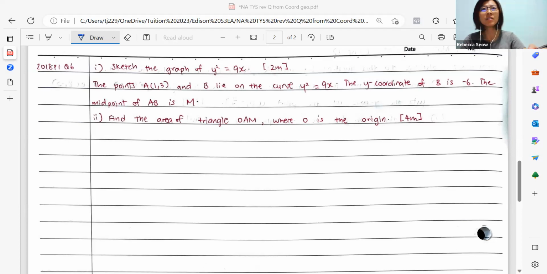Sketch the graph of y squared equals 9x. Okay, so for part 1, how do we draw a y squared equals 9x graph? You may want to consider that if y squared equals 9x, that means y is equal to plus or minus 3 root x, yes? And if you can remember a root x curve, how does it look like?